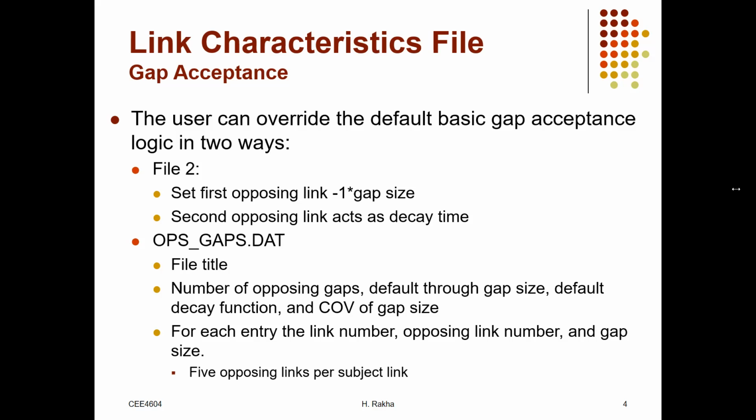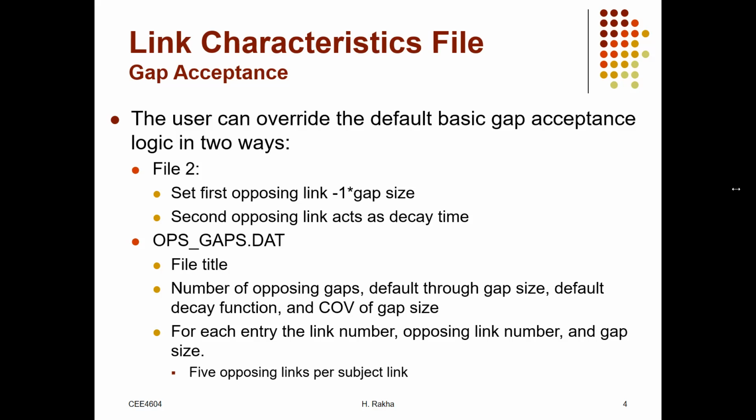Okay. The second way you can override this is if you use the opposing gaps.dat file. I would say for the purposes of this class, you don't need to worry about this, but what integration does is if it finds a file by this name, ops_gaps.dat, in the folder that you've indicated where your input files are located, it will read that file. If it doesn't find that file name, it will basically just use the default.